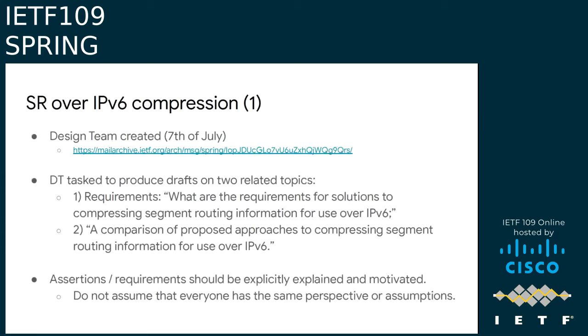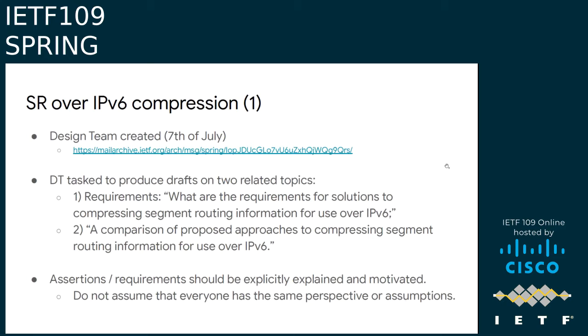So just to level set everybody, the chairs of the Spring Working Group created a design team on the 7th of July, specifically to look at the subject of compression, or SR over IPv6 and compression. And we tasked the design team with two rather broad topics. The first was to come up with the requirements for solutions for compressing segment routing information for use over IPv6. And the second was to do a comparison of the proposed approaches that we've already got in terms of individual contributions into the working group, and present that information as input to the working group to be able to make some decisions on how we move forward with this work.